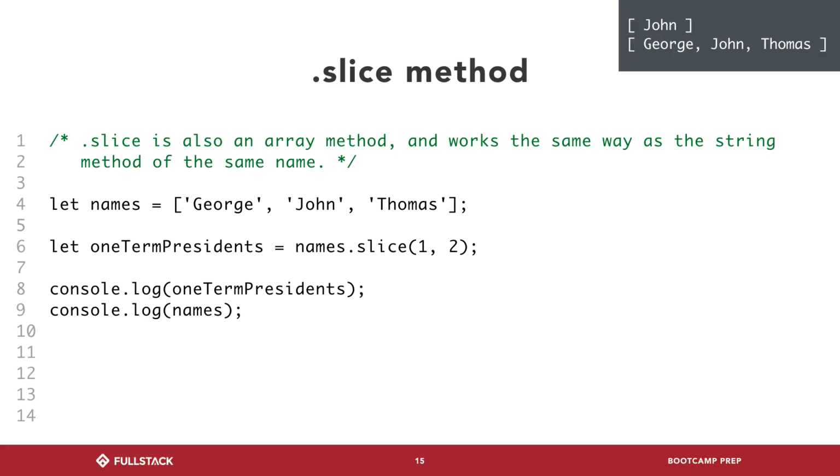The second argument tells me what index to stop at, but it doesn't include this index. So in this case, when I say start at 1, John, stop at index 2, so Thomas, but don't include Thomas. This basically means just create a copy of this array with just this John element. And in fact, when I print it out, that's what I see.